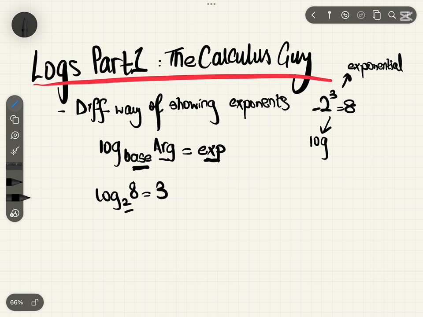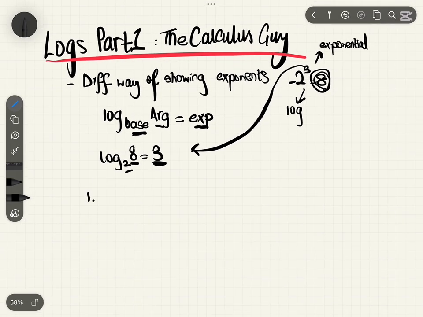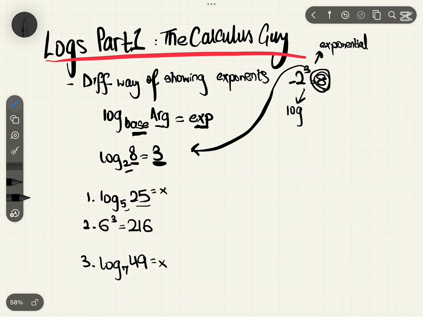So the base is the thing that is being put to a certain power. The number 8, or the argument, is the thing that is the output, and 3, meaning the exponent, is the power that we are putting the base to. So it would be log 2 of 8 is equal to 3. So I'm going to give you 3 equations and I want you to convert them into the opposite form: log form to exponent form and exponent form to log.